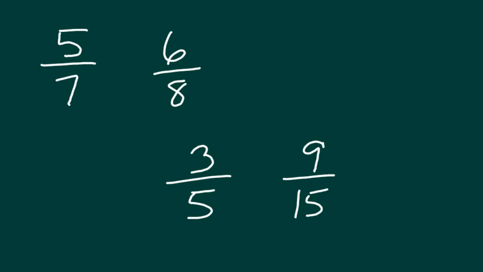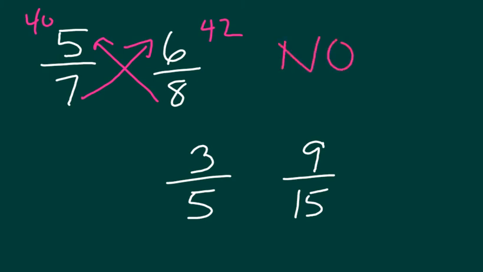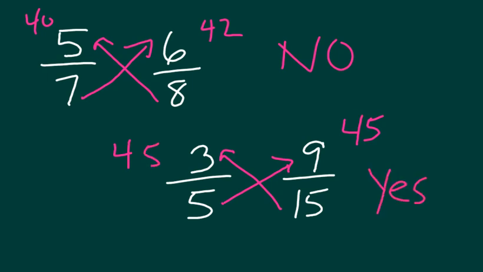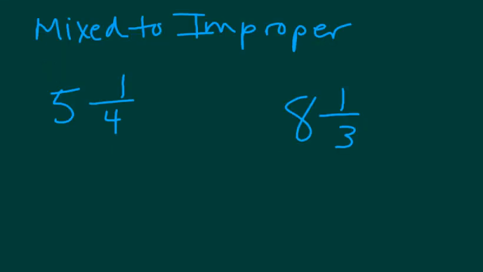Okay, let's decide if these fractions are equivalent by cross multiplying up. Always start at the bottom. 7 times 6 is 42. 8 times 5 is 40. The answer is no. Okay, let's do the next one. 5 times 9 is 45. 15 times 3 is 45. The answer is yes, those are equivalent. Cross, multiply, up.